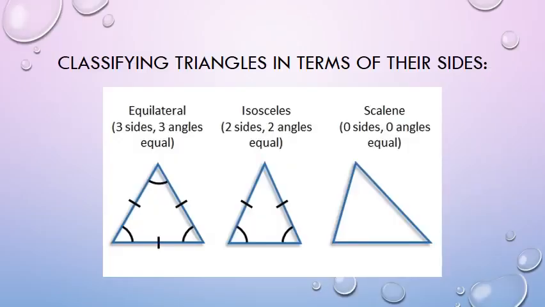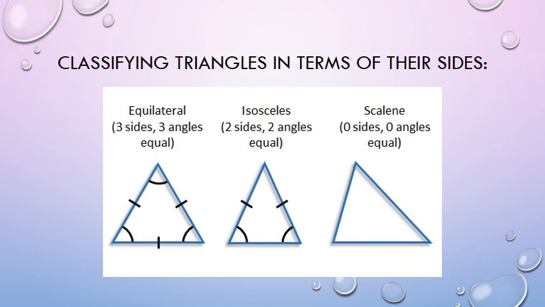Okay, first of all, we just want to classify the triangles in terms of their sides. So you get an equilateral triangle, which means all three sides are equal, as indicated with the little stripe on each side. Also, all three angles are exactly the same size. They are equal in size. So the only thing that they can equal is 60 degrees, because 180 degrees divided by 3 gives you 60 degrees.